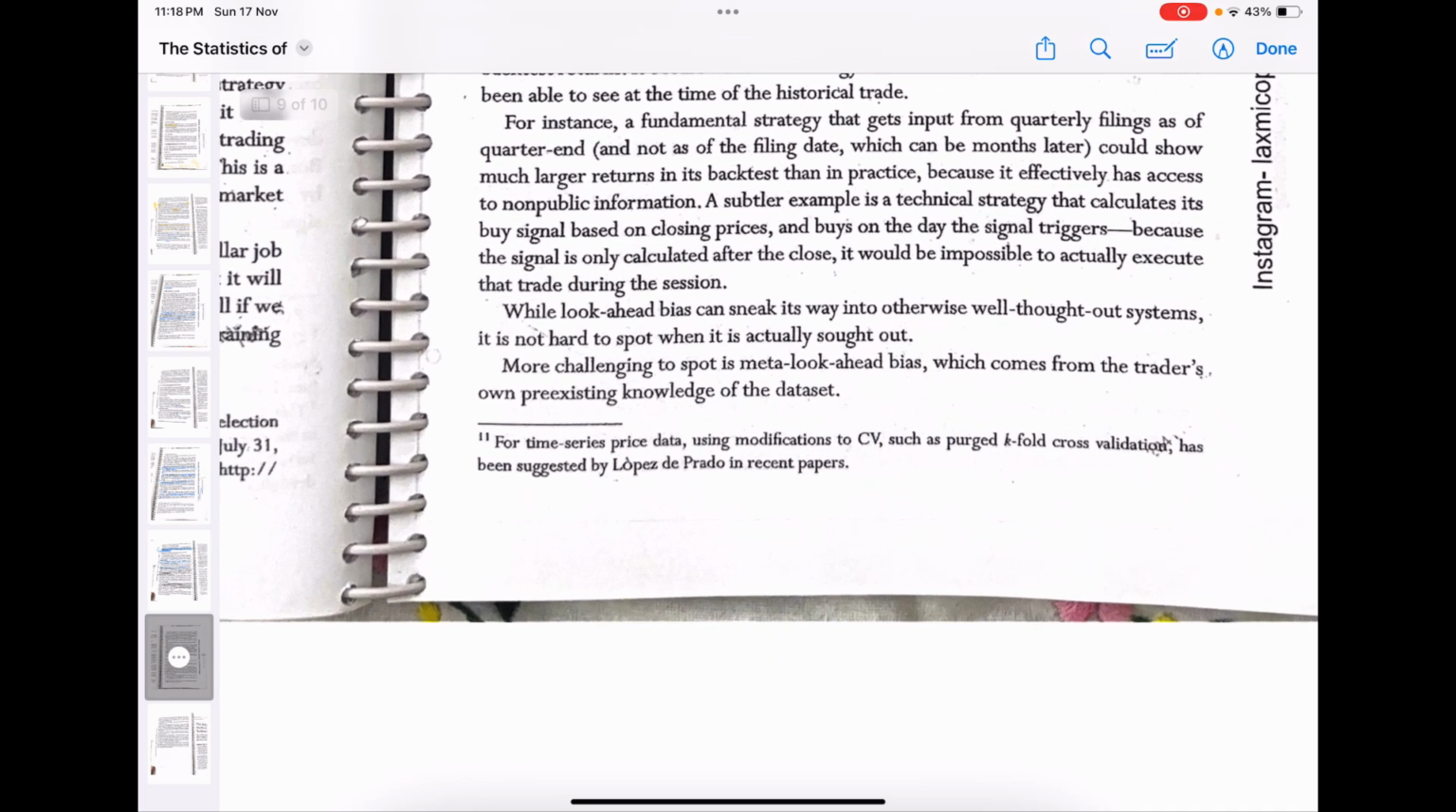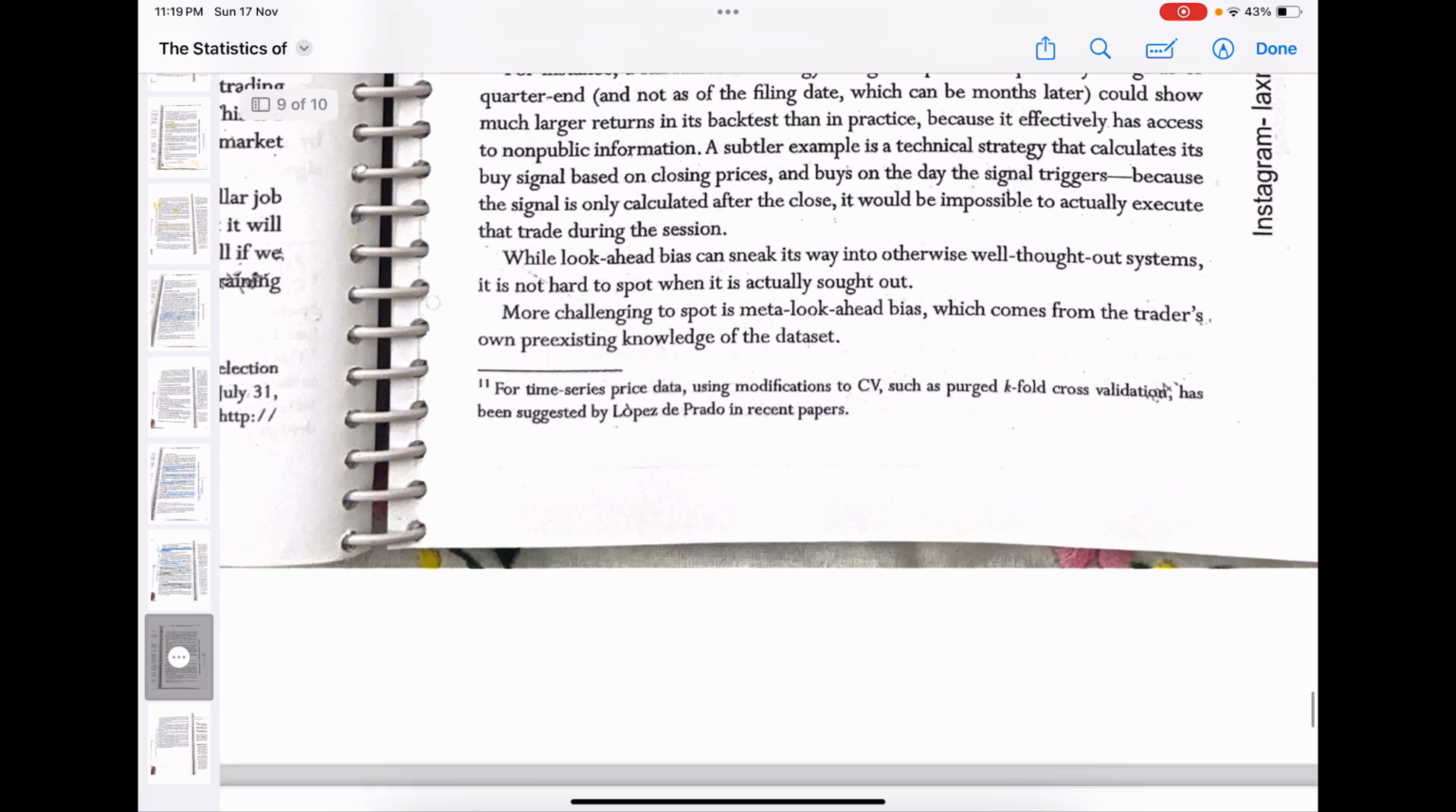For instance, a fundamental strategy that gets input from quarterly filings as of the quarter end could show much larger returns in its backtest than in practice because it effectively has access to non-public information. A subtler example is a technical strategy that calculates its buy signal based on closing prices and buys on the day the signal triggers, because the signal is only calculated after the close. It would be impossible to actually execute the trade during that session. While look ahead bias can sneak its way into otherwise well thought out systems, it is not hard to spot when it is actually sought out.